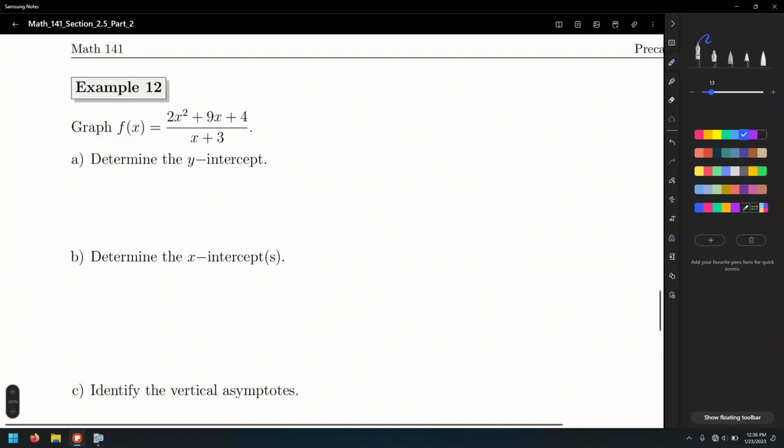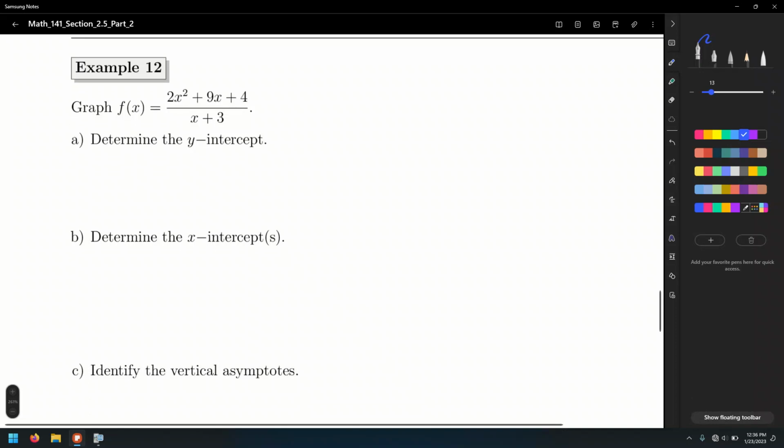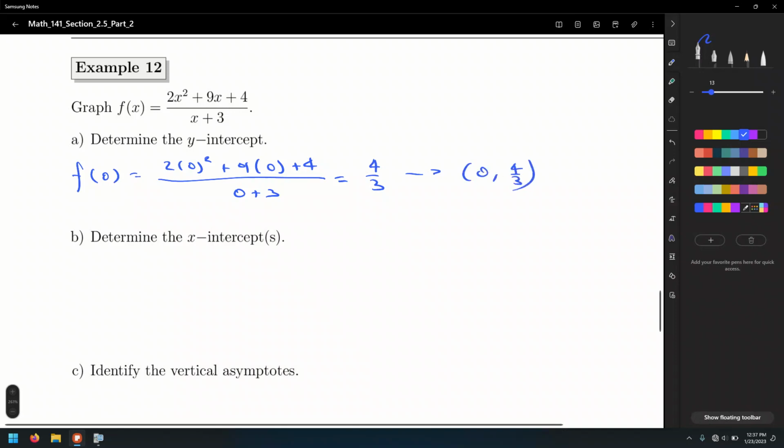get those intercepts. And let's see. Determine the y-intercept. So first things first. f of 0, 2 times 0 squared plus 9 times 0 plus 4 over 0 plus 3. And pretty much everything zeroes out except this 4 and the 3. That means 0, 4/3 is going to be our y-intercept. All right, getting the x-intercepts.